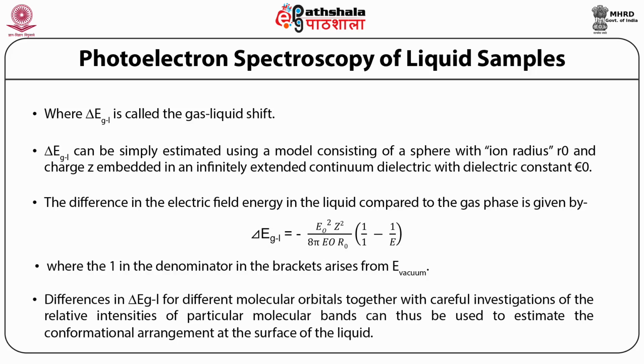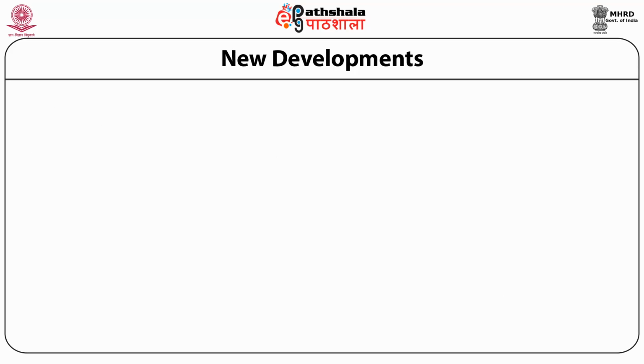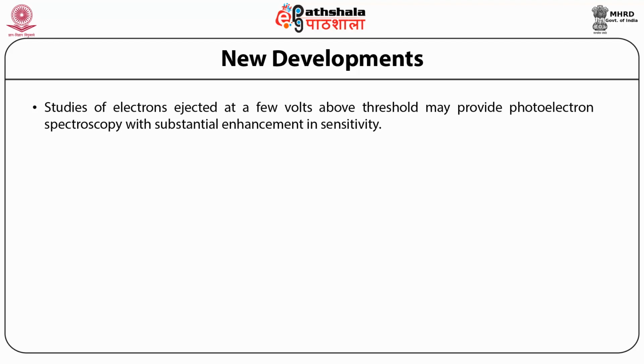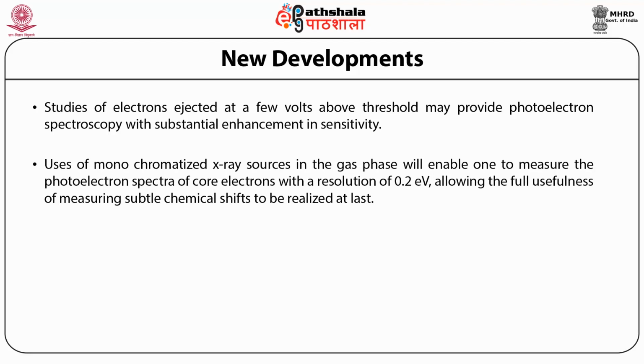Differences in delta E G minus L for different molecular orbitals, together with careful investigations of the relative intensities of particular molecular bands, can thus be used to estimate the conformational arrangement at the surface of the liquid, which continues to explain the spectra of some other species. Study of electrons ejected at a few volts above threshold may provide photoelectron spectroscopy with substantial enhancement in sensitivity. Use of monochromatized X-ray sources in the gas phase will enable one to measure the photoelectron spectra of core electrons with a resolution of 0.2 electron volts, allowing the full usefulness of measuring suitable chemical shifts to be realized at last.